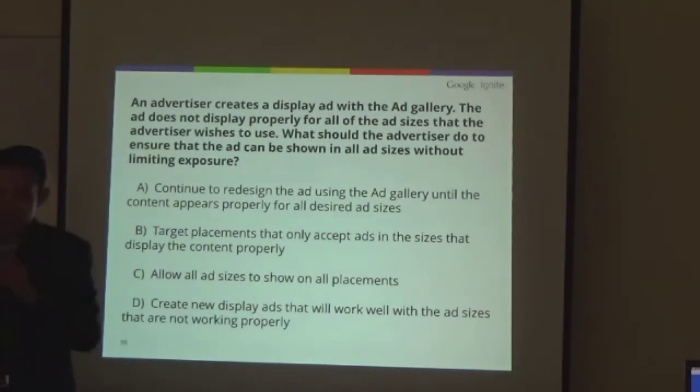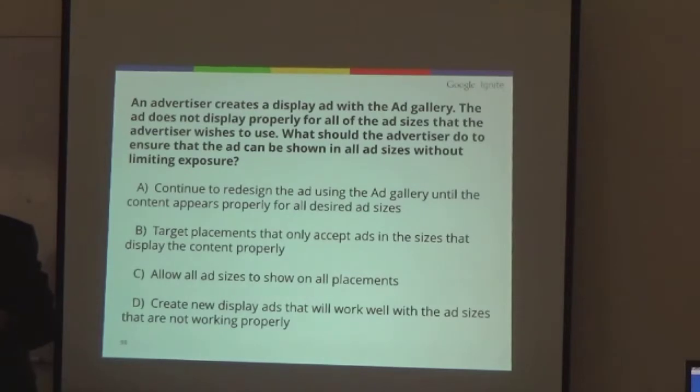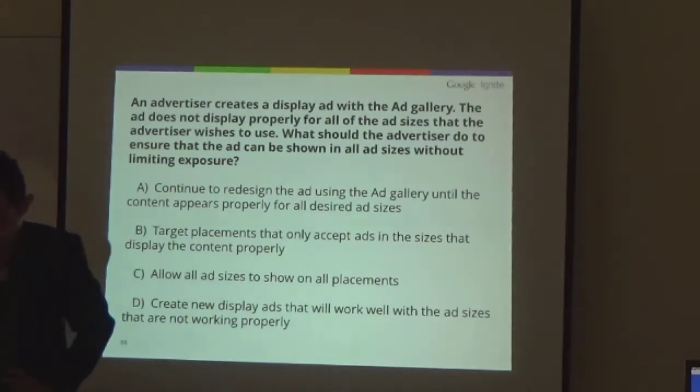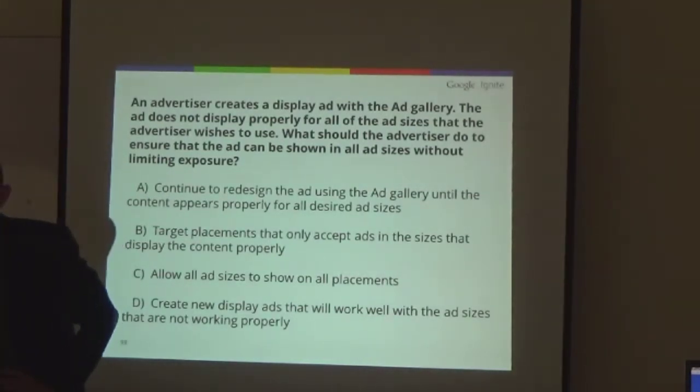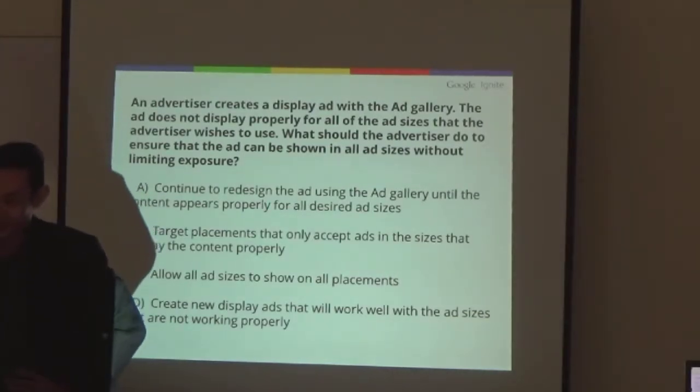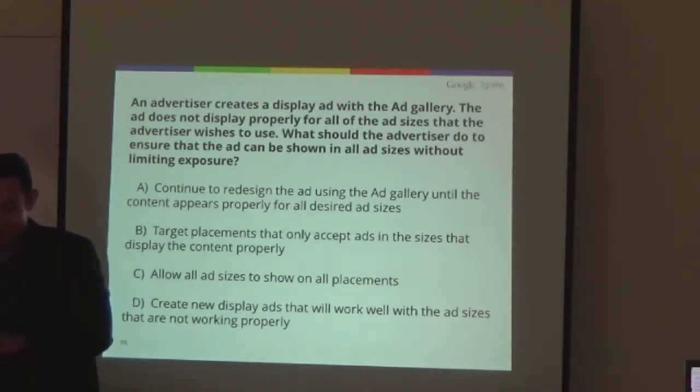Next, advertisers create a display ad with Ad Gallery. The ad does not display properly for all the ad sizes the advertisers wish to use. What should the advertisers do to ensure that the ad can be shown in all ad sizes without limiting exposure? What does this person have to do? Is it go and redesign? Or target placement only sites that accept the ads? How about C, allow ad sizes to show? No. How about D, create new display ads that work well.